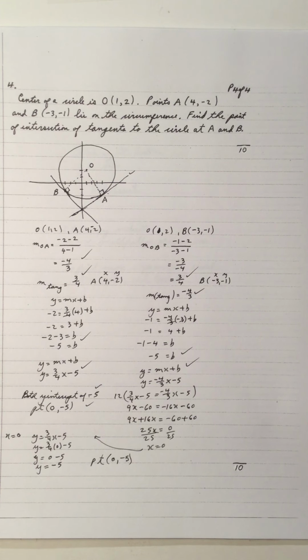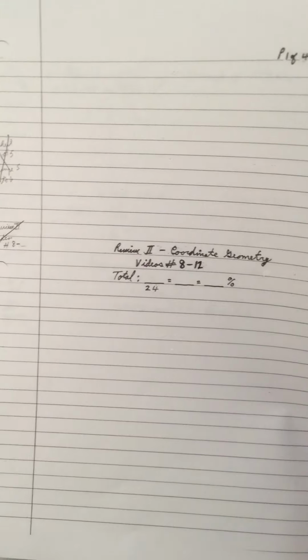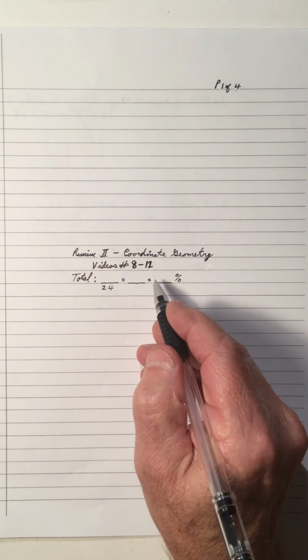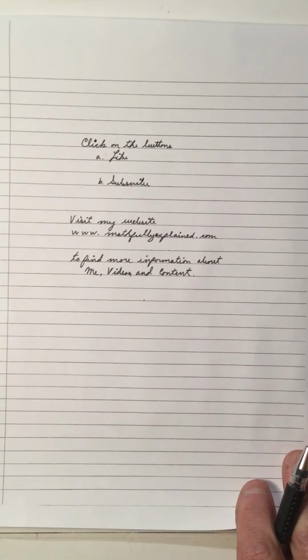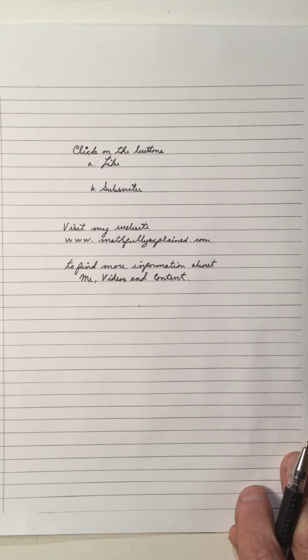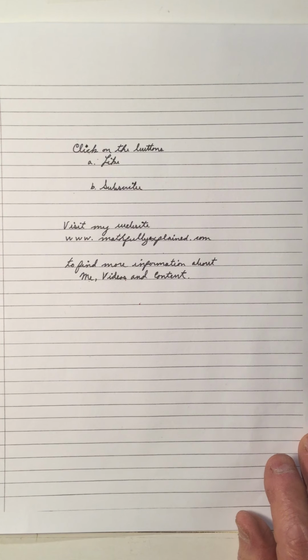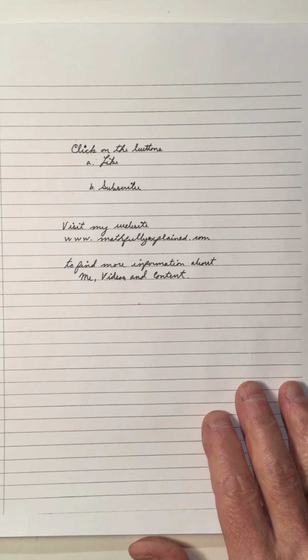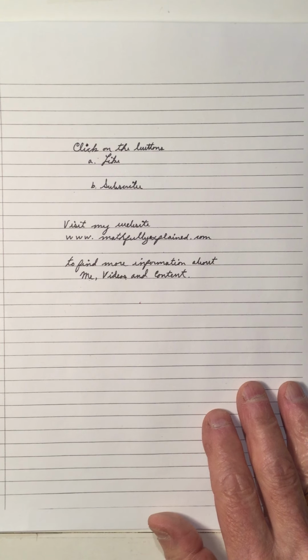So that's a good question on, again, finding the equation of the tangents and then solving it with a system of equations. Add up your pages and again put it over 24 and convert it to percent. And that brings us to the end of this video, brings us to the end of this unit actually, and hopefully you enjoyed the unit on coordinate geometry and you learned all the concepts involved with dealing with midpoints and slopes and equations of lines, etc.